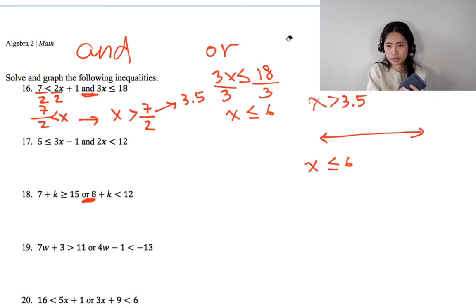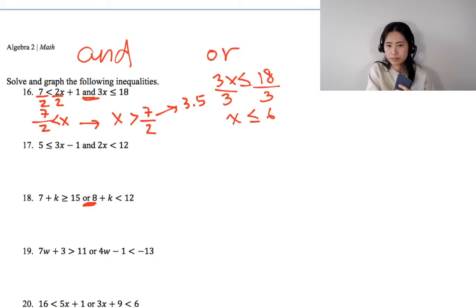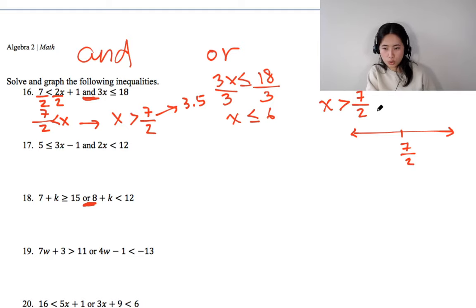Let me just make my handwriting smaller to fit everything. So we have x greater than 3.5. That's on a number line. So you have 3.5, which is 7 over 2, right? Let's just keep this as 7 over 2. So x needs to be greater than 7 over 2, and because we're not including this, it's going to be an open hole right there. And then you have less than or equal to 6.